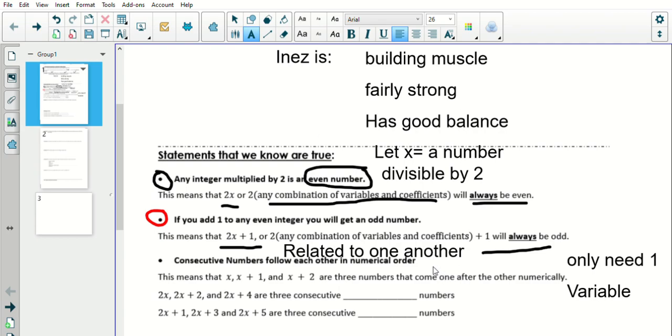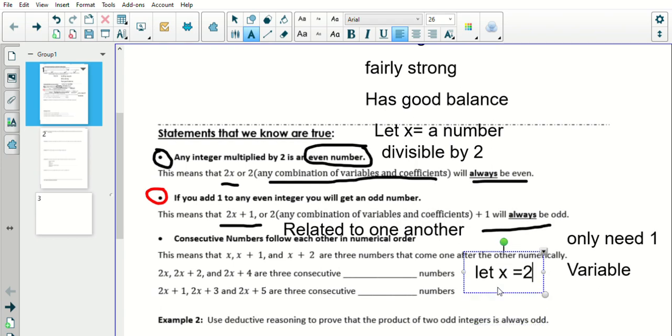So let's plug any value in for x. I like saying let's just let x equal 2. If I put 2 in for x, I get 2, the next one is 2 plus 1 is 3, and 2 plus 2 is 4. Are those consecutive numbers? Well, they are, which kind of shows us that we're dealing with the right thing. Okay, let's put your deductive reasoning skills to the test now.